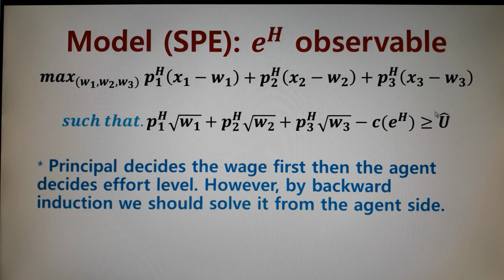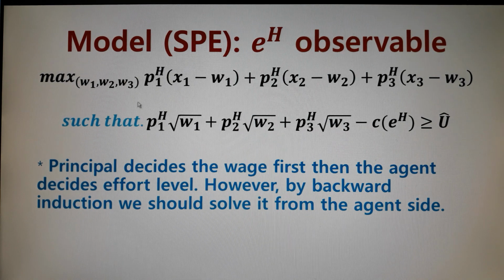If it is the other way, if this is smaller than the reservation utility, he quits, he never works. So even though EH is observable and the principal has mighty power, one thing the principal has to satisfy is this condition in order to hold on to the agent, because the agent would quit and he cannot have business anymore. We call this the participation condition, because in order to make the agent participate, this condition should be satisfied.